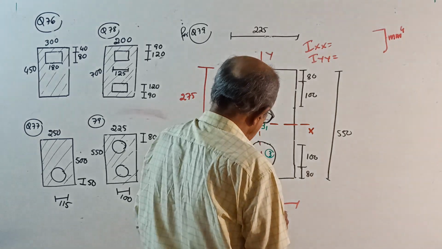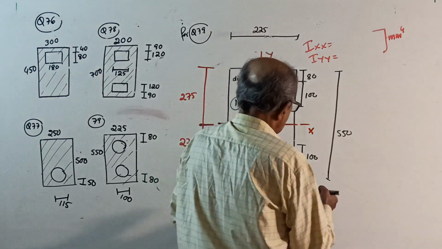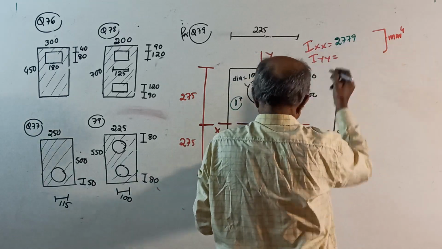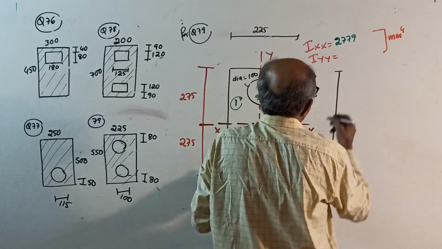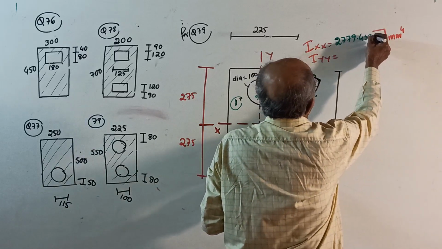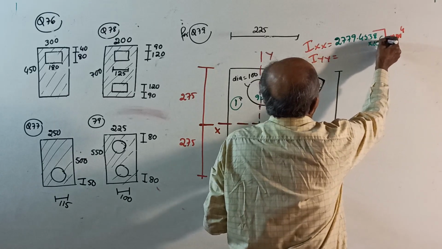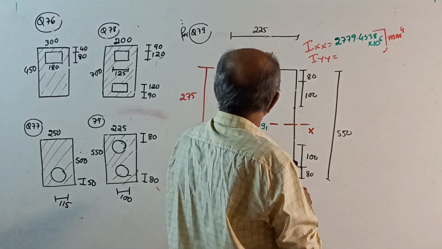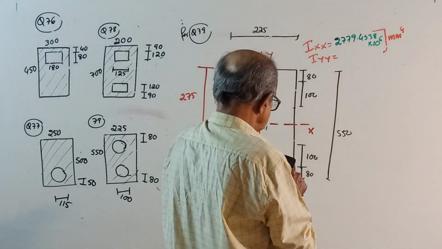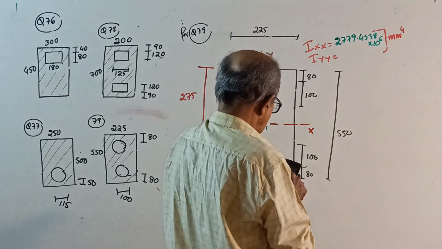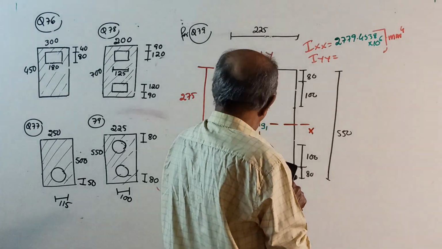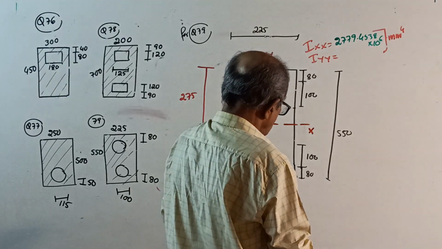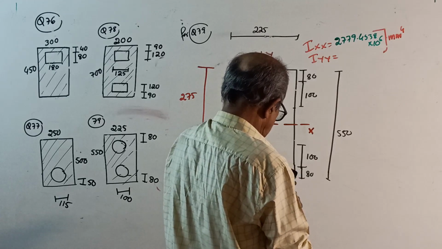No, don't try my 2779. Okay, I'll write what comes here. 2779.4538 into 10 to the power 6 is IXX. IYY is 550 into 225 cube divided by 12, minus 5 by 32 of 100 power 4, divided by 10 to the power 6.